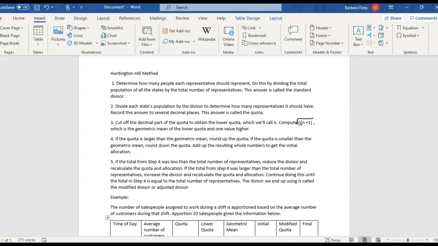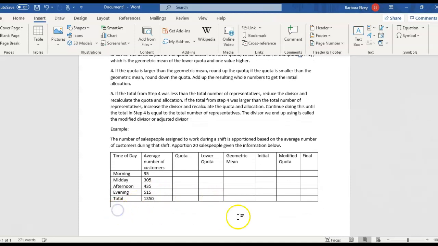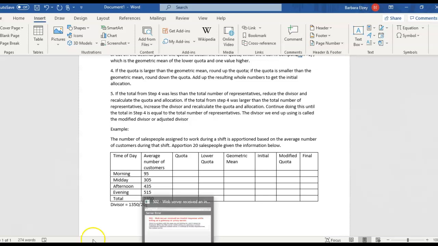All right, so let's notice step one is like what we've done before. We're going to determine how many people each representative should represent, and do this by dividing the total population of all of the states by the total number of representatives. So we're going to find our standard divisor, just as we've done before. We're going to add up the population. In this case, our population are these customers. There's 1,350 of them. And we're going to divide by the number of things that we are apportioning. In this case, that's the salespeople. And that's 67.5. Okay, so that's the same thing we've done on all of our apportionment methods so far.